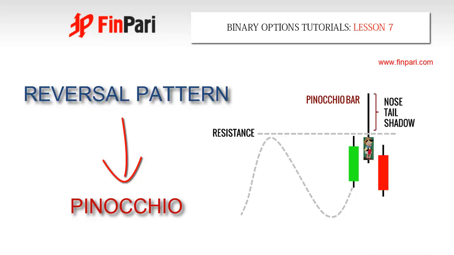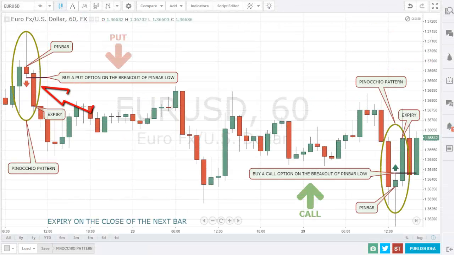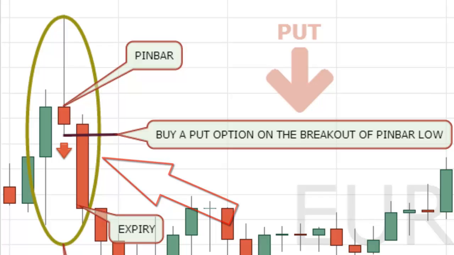Particular importance should be given if Pinocchio was formed on important levels of support and resistance, or around price levels. Let's see what this pattern looks like and what conditions must be met according to the strategy that we developed for this pattern. As you can see, the model consists of three candles, bars. The key candle in the middle should have a small body, meaning that the opening and closing price must be close to each other.